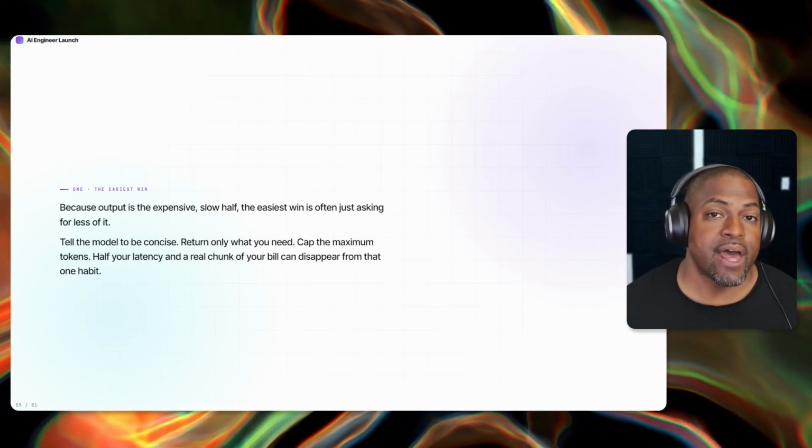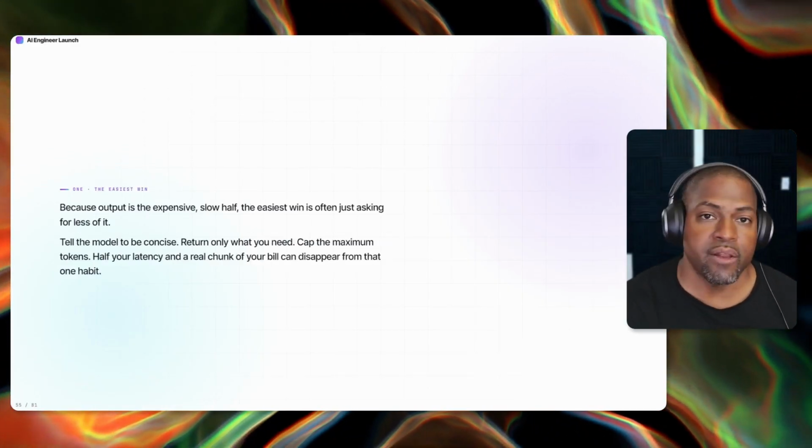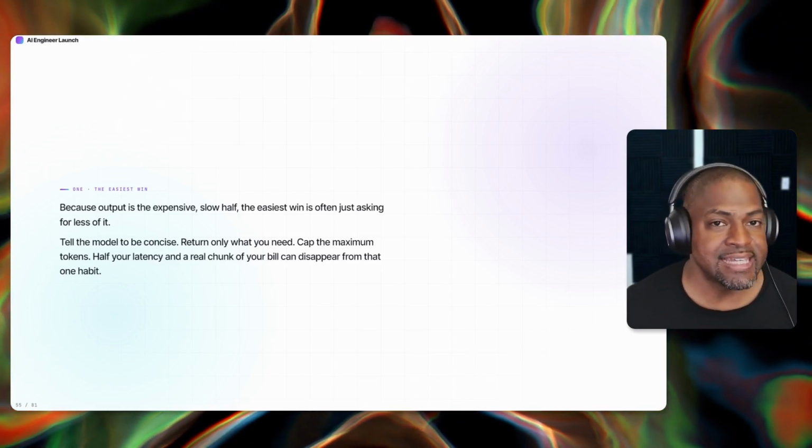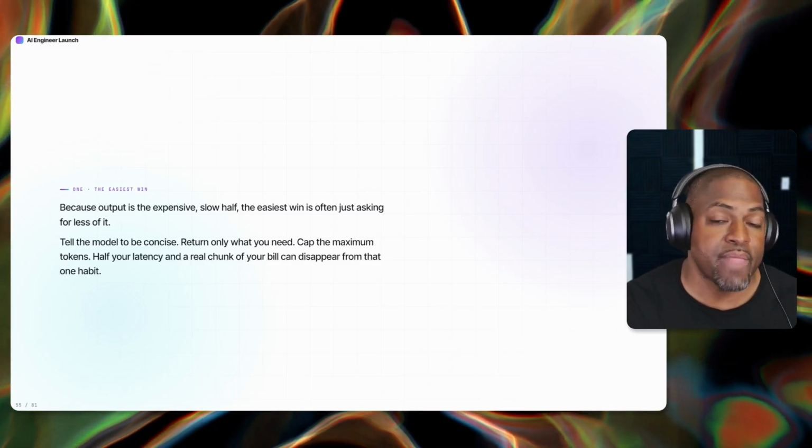Output is the expensive, slow half, so ask for less of it. Tell the model to be concise, return only what's needed, cap the max tokens. Half the latency and a real chunk of the bill can disappear from that one habit.